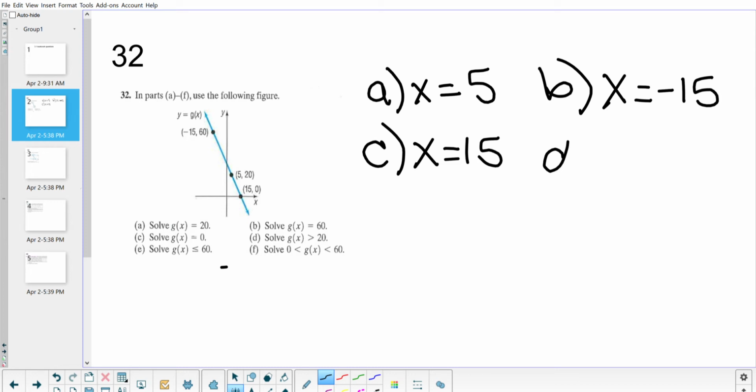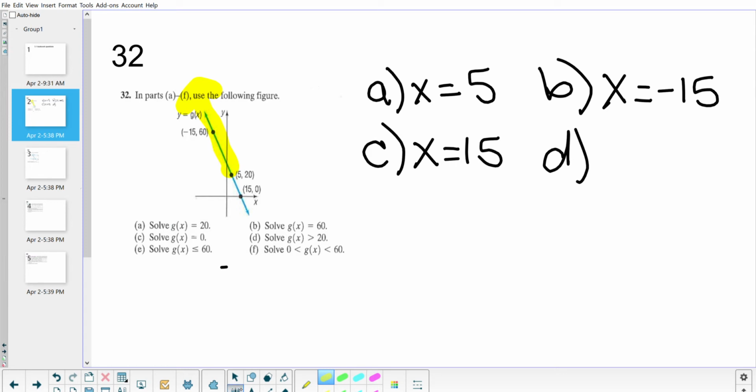Okay, and then D. Now we start these inequalities. You need to be able to read this correctly. You need to know how that reads. Solve for when g of x is greater than 20. Another way to say that is when is the y value above 20? Here is the y value 20, and above 20 is all of these y values. That portion of the line has y values greater than 20.